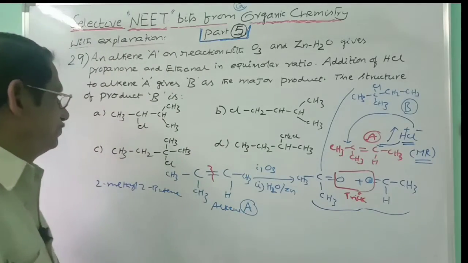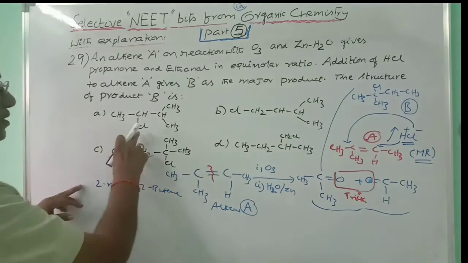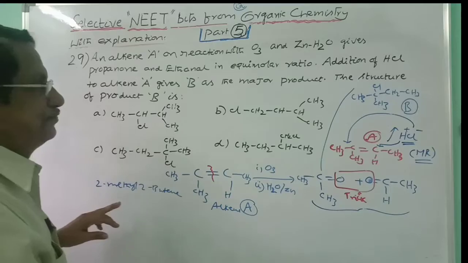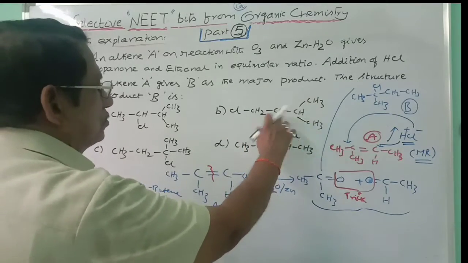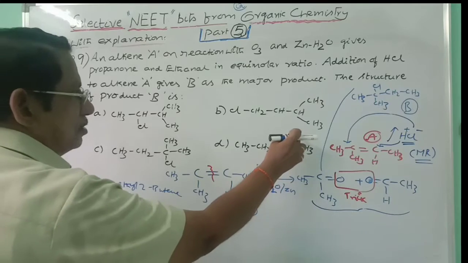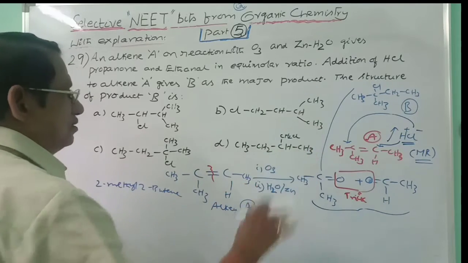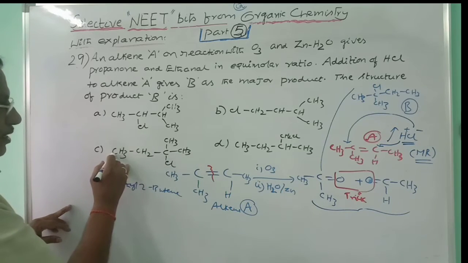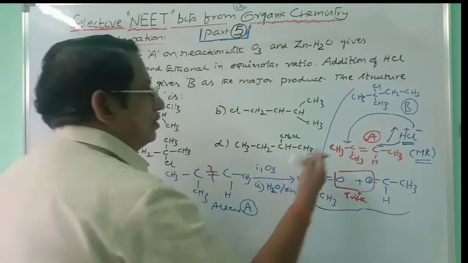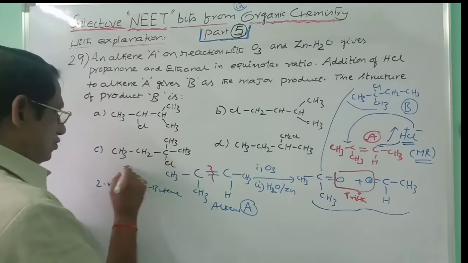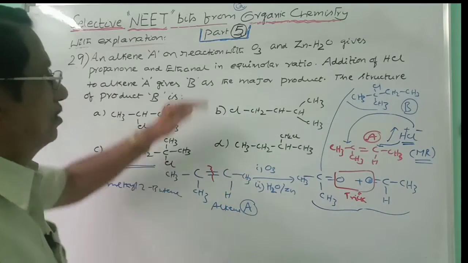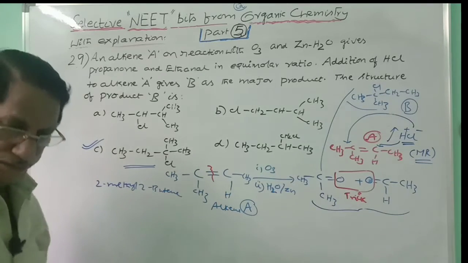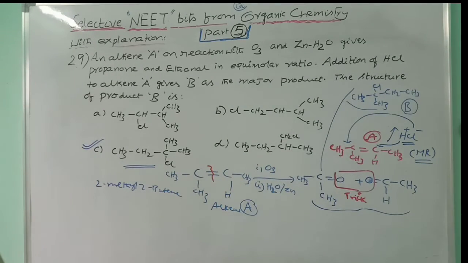Is it there in the answers? This one is not 2-chloro-2-methyl, this one is 1-chloro-3-methyl, not that, and this one is not at all. This one is correct: 2-chloro-2-methylbutane. So this is the actual answer for this bit. What is the major product here? C is the correct answer for this bit. Okay? Note it. Next bit.